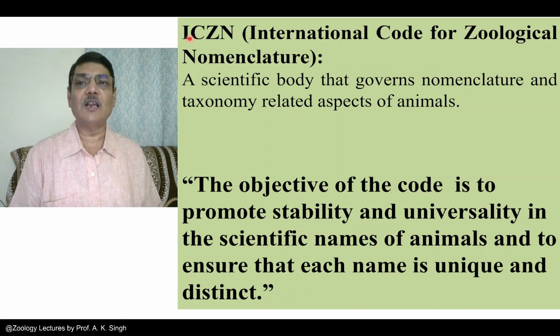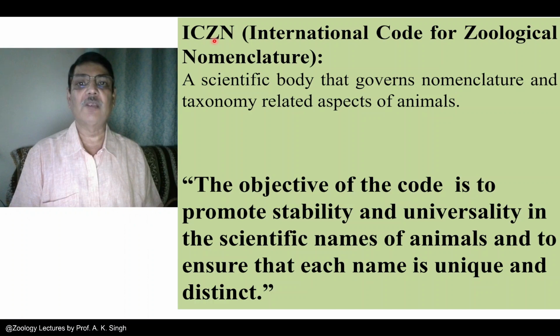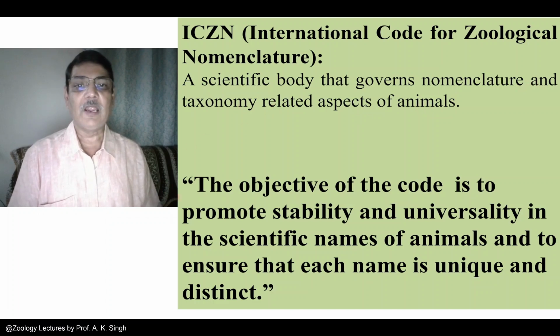Now there is a particular organization known as ICZN, the International Code of Zoological Nomenclature. This organization sits from time to time and decides certain modalities, certain rules and regulations in the field of taxonomy. So it is a scientific body that governs nomenclature and taxonomy related aspects of animals. The objective of this code is to promote stability and universality in the scientific names of animals and to ensure that each name is unique and distinct.